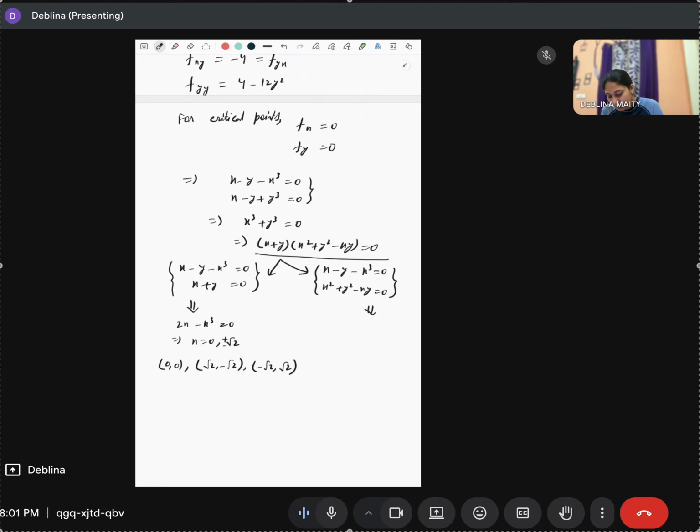And from this one, if we solve this, then what will we have? We'll have x square minus y into x minus y equals 0. So x square minus y into x minus y is x cube. So it will give, so either x equals 0 or xy equals 1.